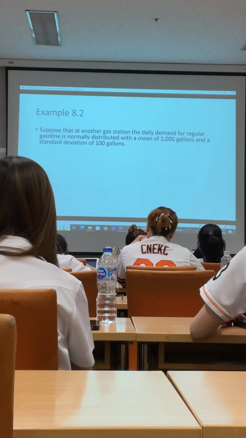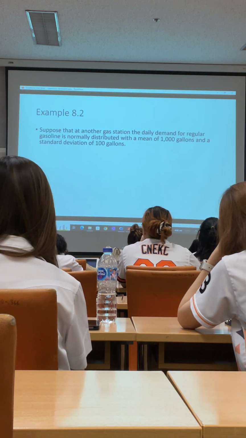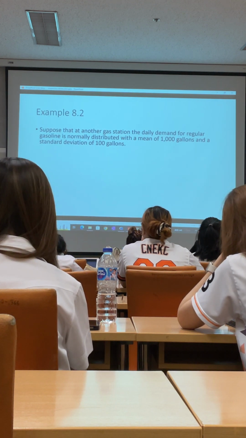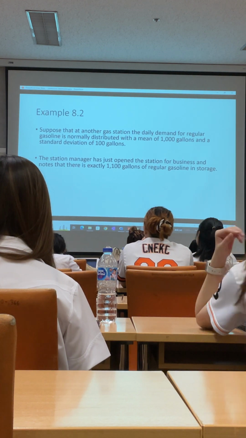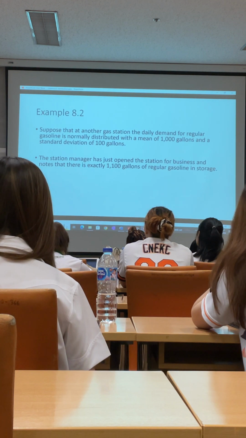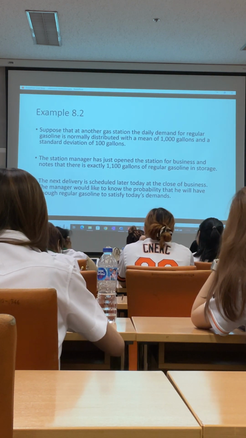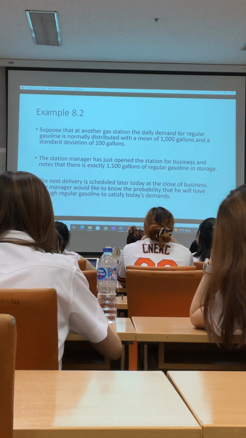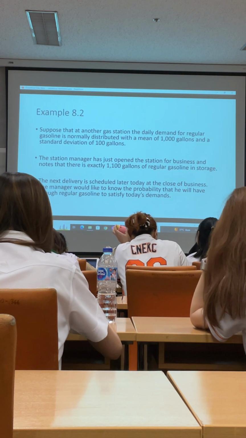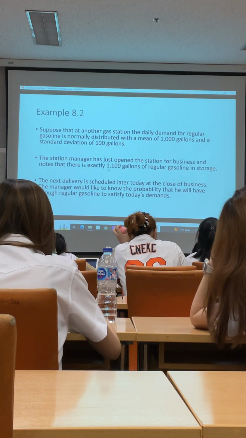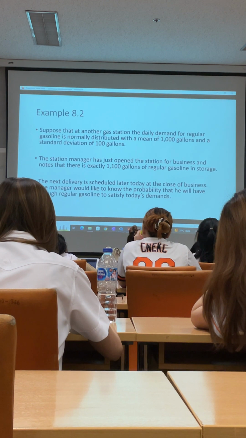Next, an example. Suppose that at another gas station we believe the daily demand has a normal distribution with a mean of 1,000 and a standard deviation of 100 gallons. The station manager has opened the station for business and knows that there are exactly 1,100 gallons of regular gasoline in storage. The next delivery is going to be later today at the close of business, so today he only has 1,100 gallons to sell. Now he wants to know the probability that he will have enough regular gasoline to sell, whether that is going to be enough for today.